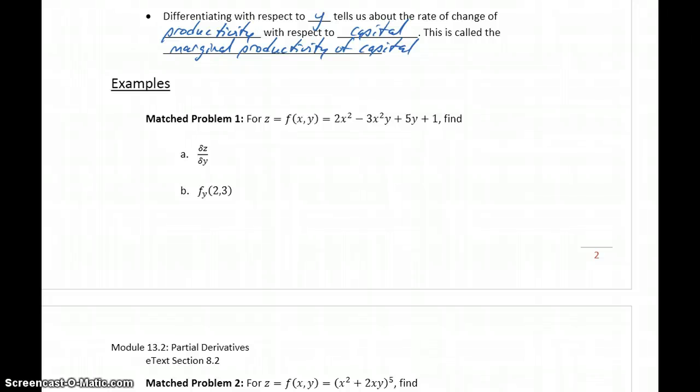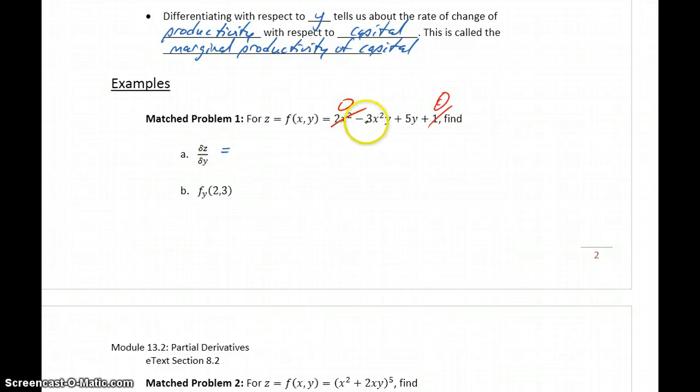doesn't have a y is just a constant. Go term by term through this and just scratch out anything that doesn't have a y. So 2x squared, we're treating that as just a constant since we're differentiating with respect to y. 2x squared becomes 0. This has a y, so we leave that alone. This has a y, leave it alone. But then the derivative of 1 is also just going to be 0.